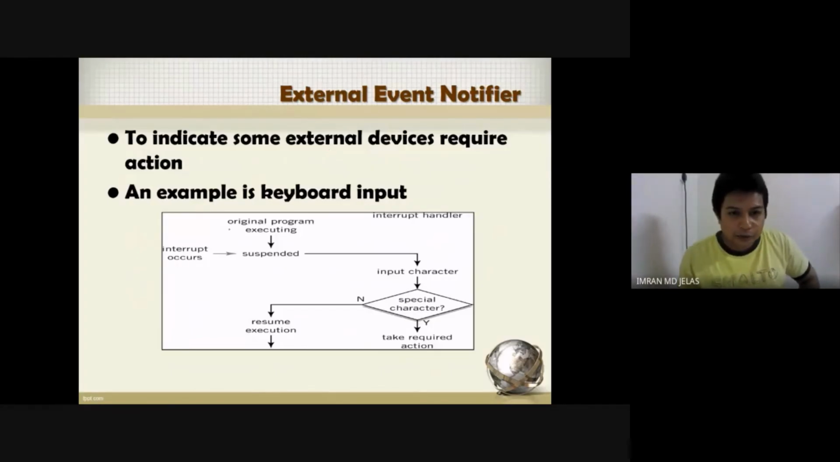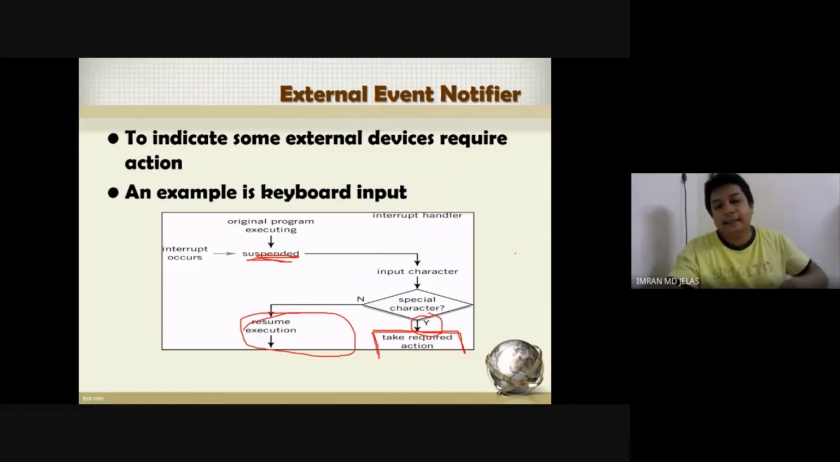So you are running a program, and then an interrupt occurs. When the interrupt occurs, it will suspend your program. Let's say the interrupt is a notification interrupt. You have to select either yes or no. If you select yes, the action is taken, so maybe it will start sending you notifications on the browser. If you select no, it will resume as usual. So this is an example of an external event notifier.